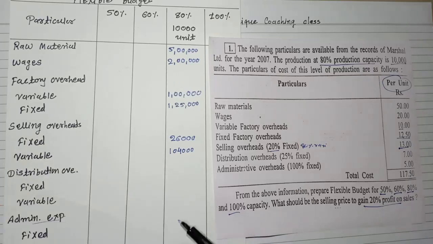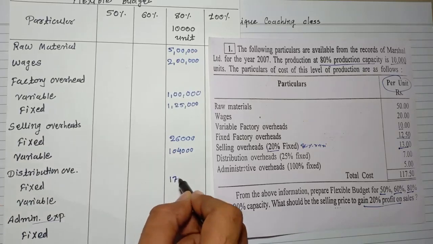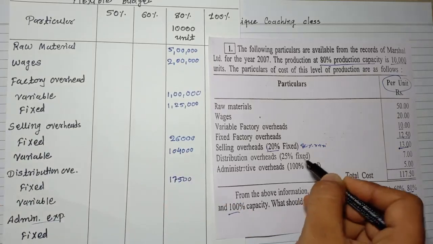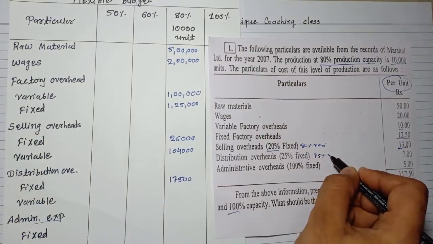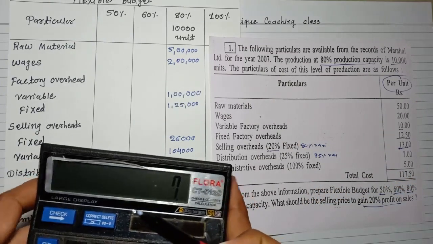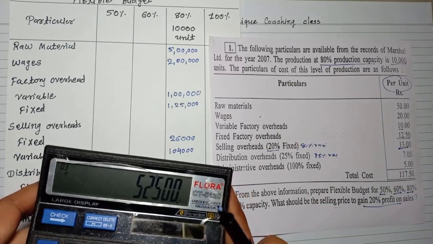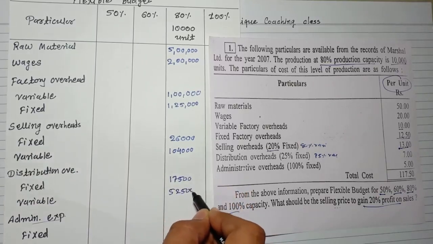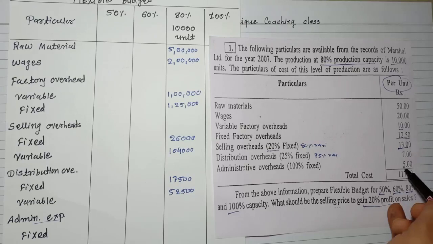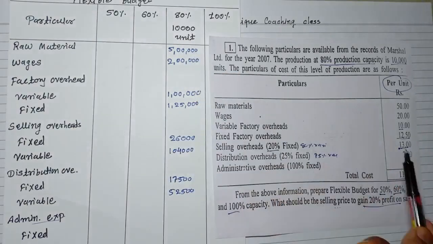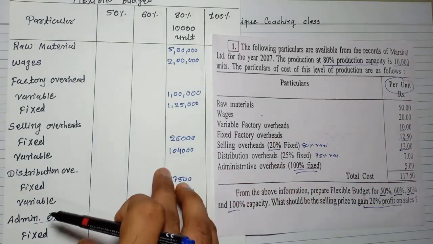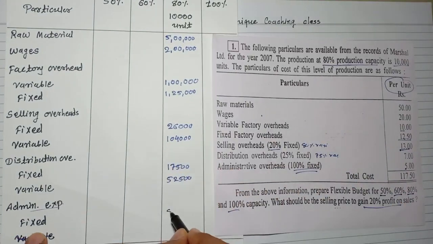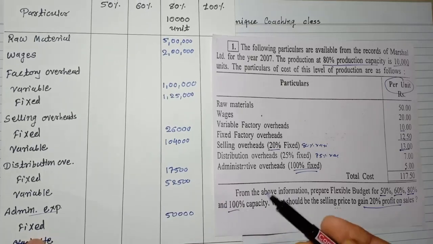25% means 17,500. It's fixed. So remaining 25% fixed, 75% variable. So 70,000 into 75% means 5,250. It's variable. And last, administration 5 is given, units 10,000. 10,000 into 5 means 50,000 will come. And it's totally fixed. We show it as fixed, 50,000. Okay, so our 80% is clear.